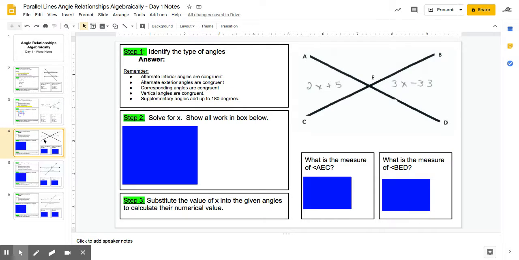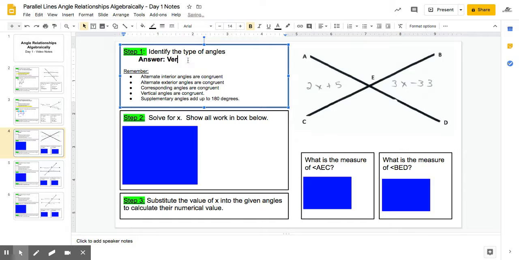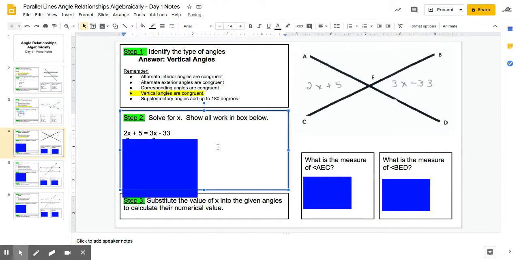Okay, next one. Step 1, identify the type of angles. These two angles, 2x plus 5 and 3x minus 33, are vertical angles. Well, what do we know about vertical angles? Vertical angles are congruent, which means they are equal to each other. Okay, since these two angles are equal to each other, I'm going to set them equal to each other, meaning this angle is going to go on one side of the equal sign and this angle is going to go on the other side of the equal sign to look like this.